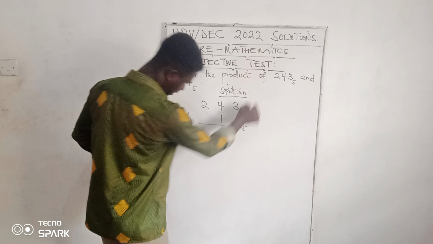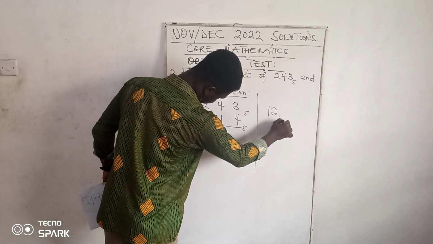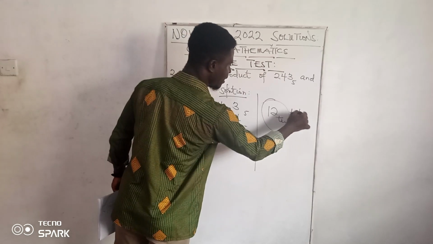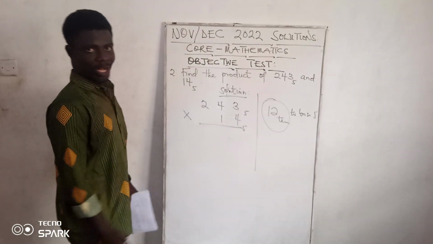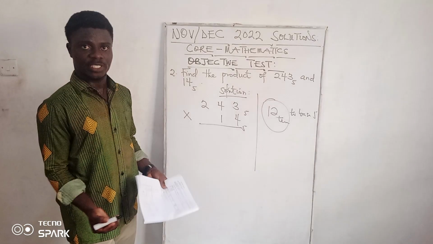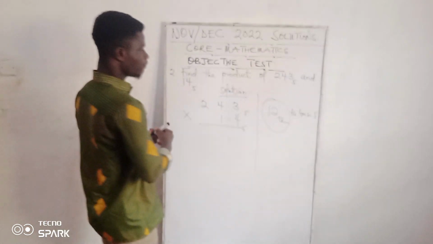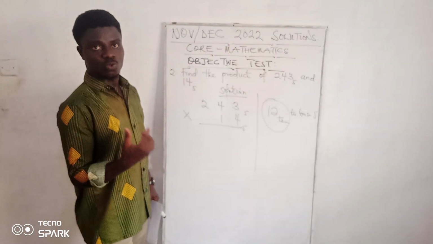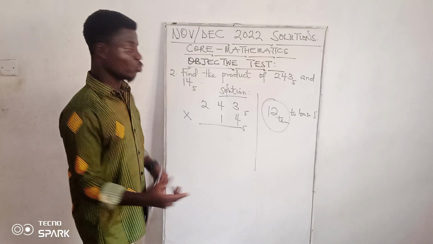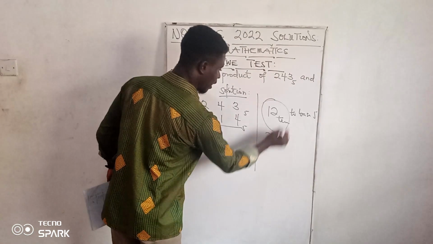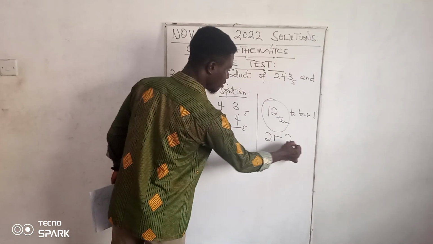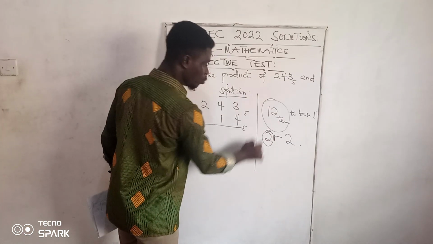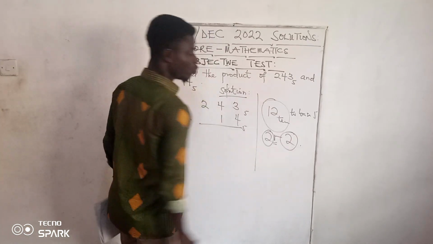Now 12, we are saying that 12 is in base 10. So how can you convert a base 10 numeral to a base 5 numeral? This one you can use the division approach, right? 5 will go into 12 how many times? 5 times 2 is 10. So 5 goes into 12 two times. Remember 2, right?